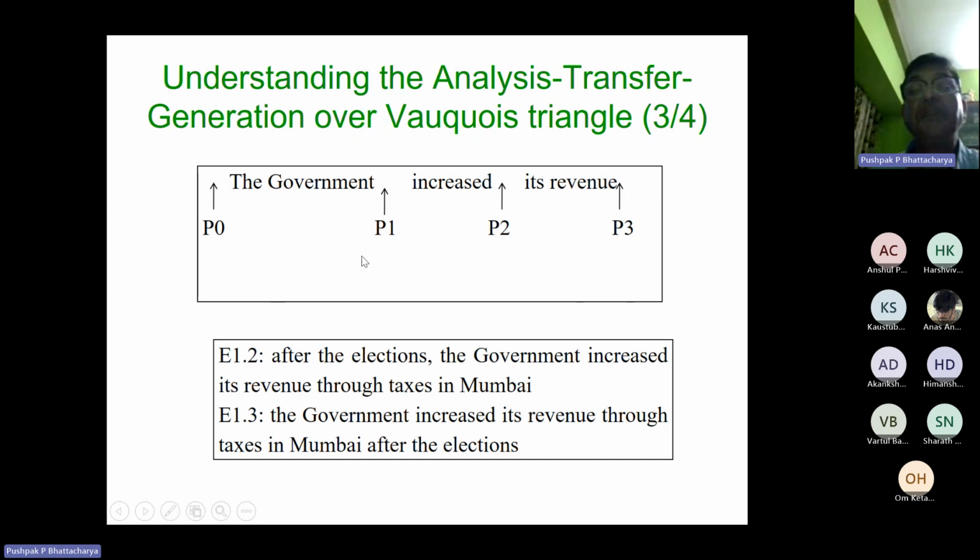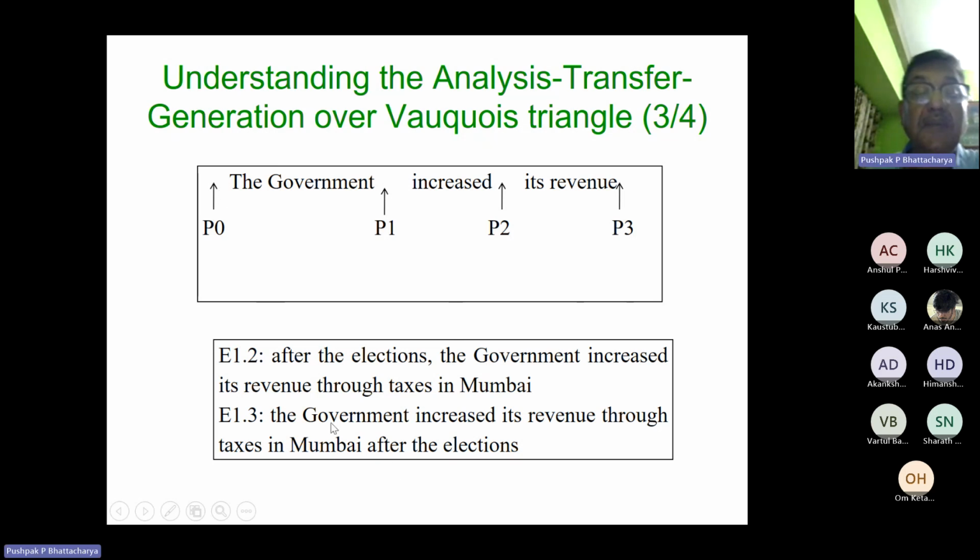So now we have P0, P1, P2, P3, these four positions. They are now open for the adjuncts to come in. Adjunct means additional information. So one possibility is after the elections, the government increased its revenue through taxes in Mumbai. So through taxes in Mumbai, the instrumental has gone and occupied P3. After the elections, temporal, this has come before the sentence.